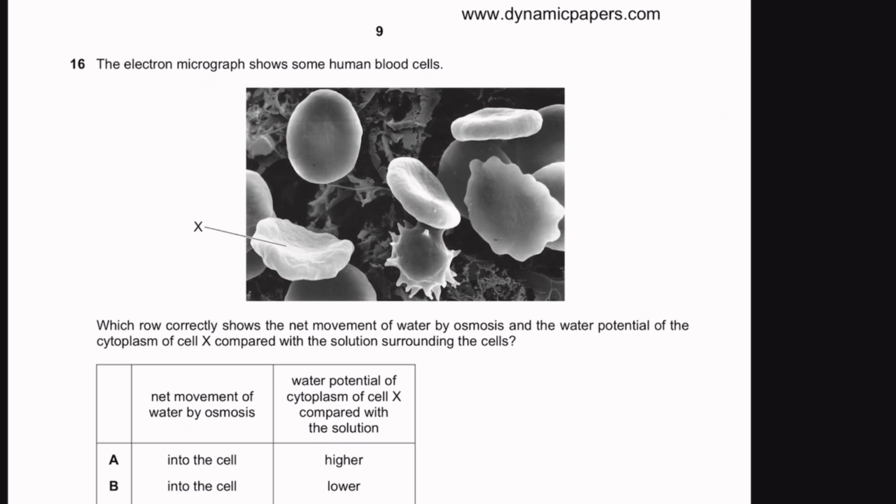The electron micrograph shows some human blood cells. Which row correctly shows the net movement of water by osmosis and the water potential of the cytoplasm X compared with the solution of the surrounding cells? You can see how the red cells look slightly tired. They don't really look like their biconcave selves. So I would say that the water will be moving out of the cell, and the water potential of the cytoplasm of cell X would obviously be lower than the solution.